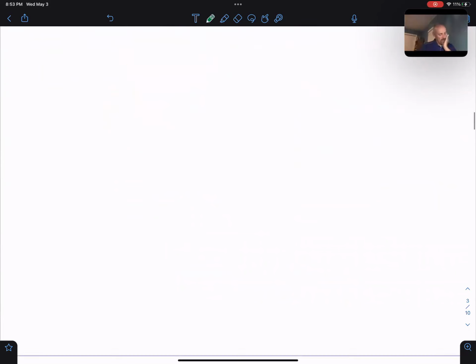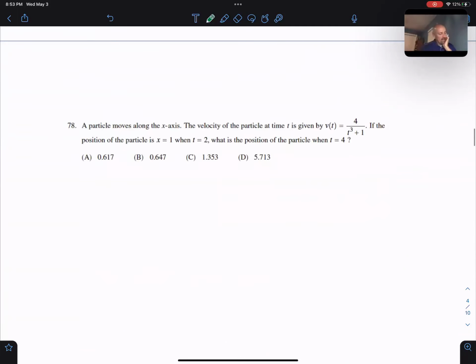Okay. All right. So a particle moves along the x-axis. The velocity of the particle at time t is given by v of t is equal to 4 over t cubed plus 1. If the position of the particle is x equals 1 when t equals 2, what's the position of the particle when t equals 4? Okay, this is a calculator problem. I can tell that it's question 78, so it's a calculator available problem.